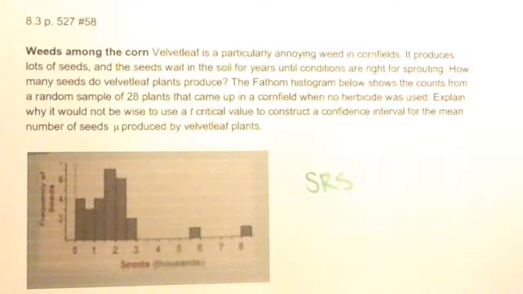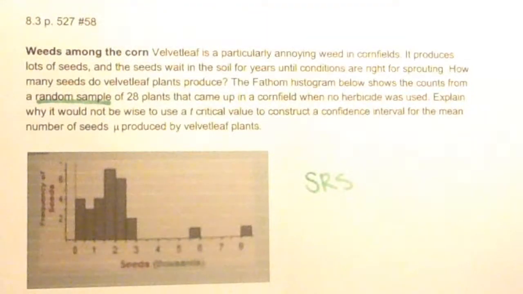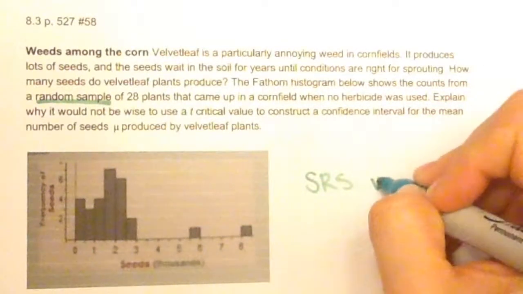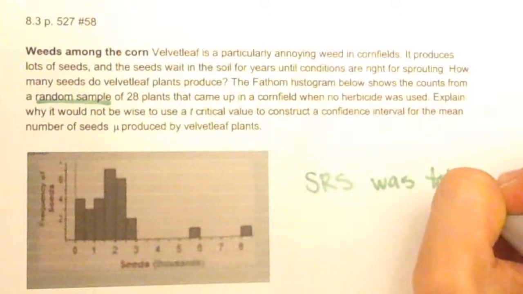That first condition that we want to check for is whether or not there was an SRS. Now it tells us in the problem that we have a random sample. So that tells us right there that an SRS was taken. Now remember, an SRS being taken allows us to infer upon the larger population.